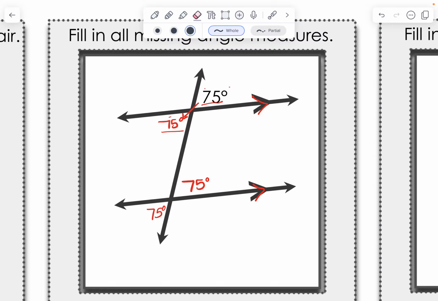You could also say this angle up here, the 75 degrees, is an alternate exterior angle with this angle, which tells you that those will be congruent because of these parallel lines. So you have a variety of ways to be able to solve for a missing angle measurement, but you're using those relationships to help you.